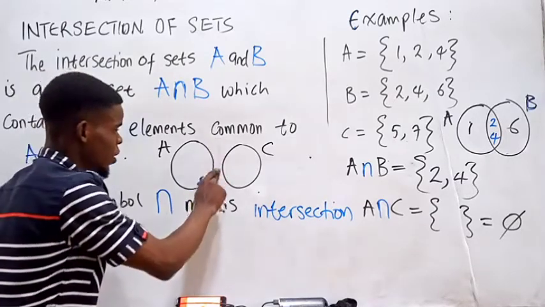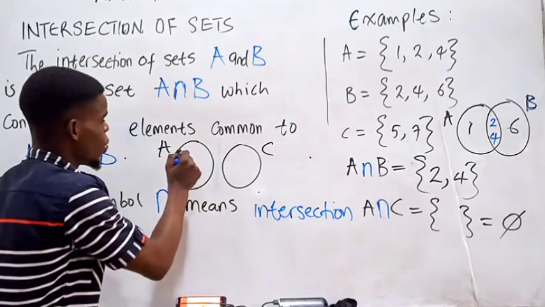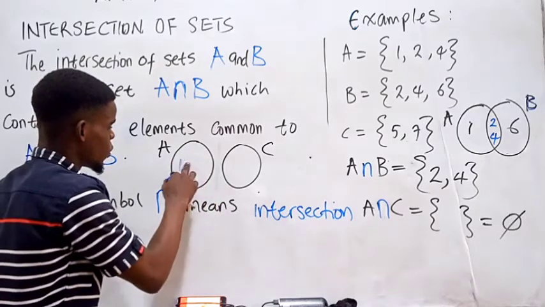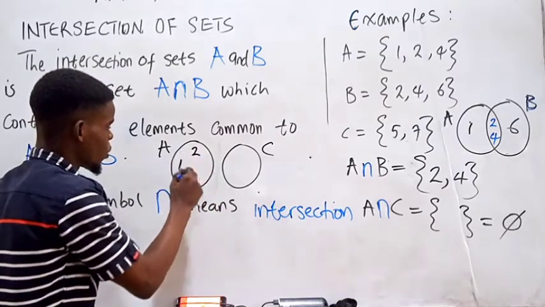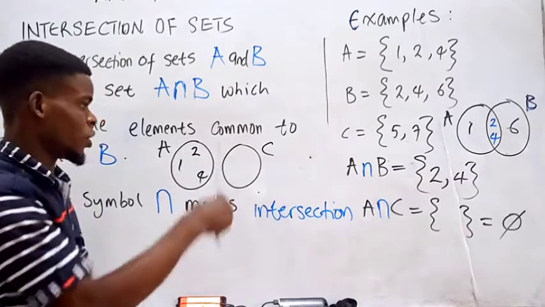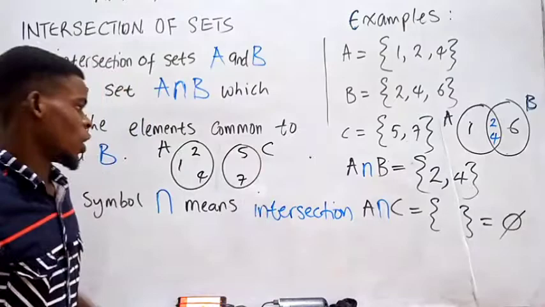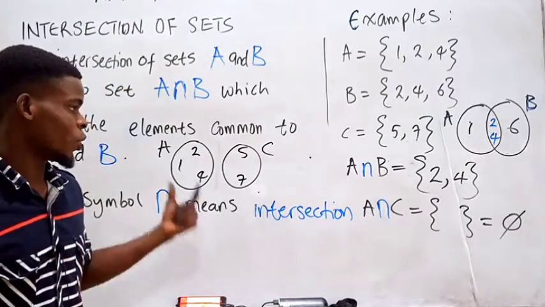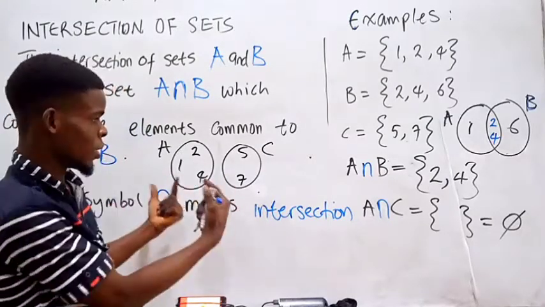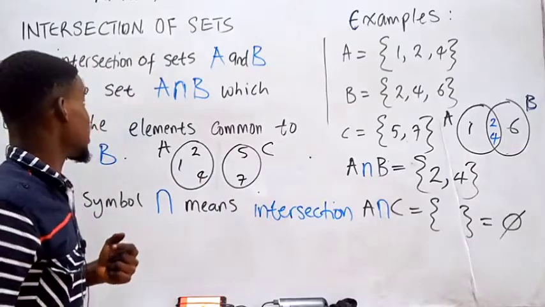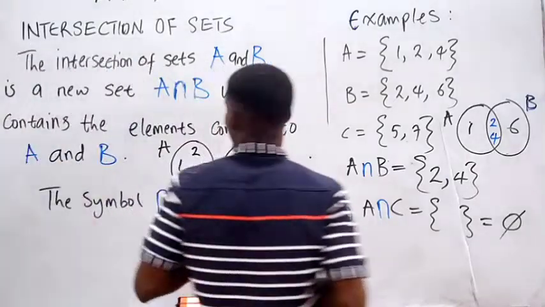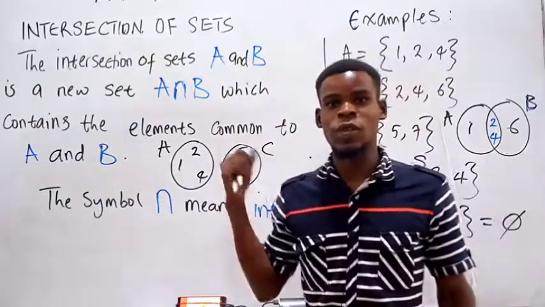So right here, you can just put the elements of A, 1, 2, 4. The position doesn't really matter. The elements of C, you put 5, 7. So there is no intersection between them, so they are disjoint sets. You see, they are not joining. So that is what you get.